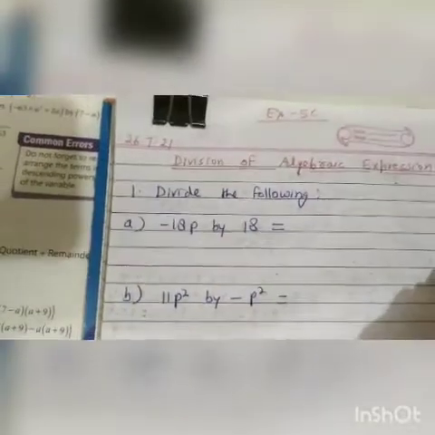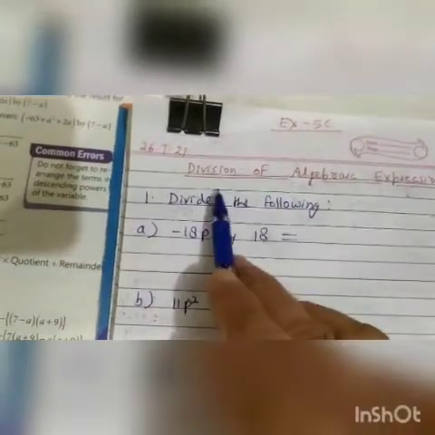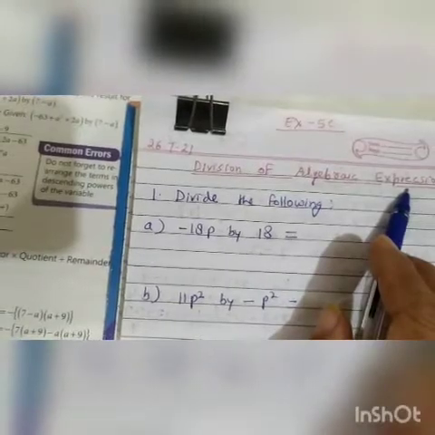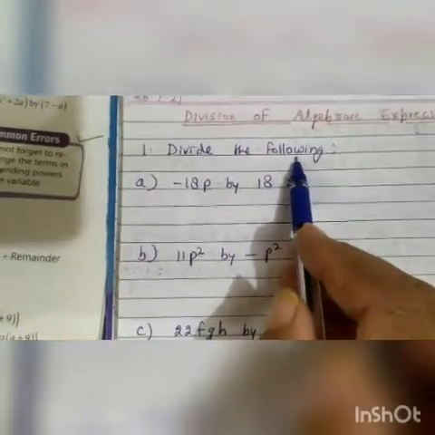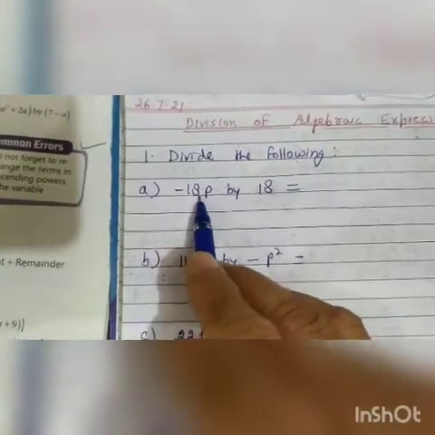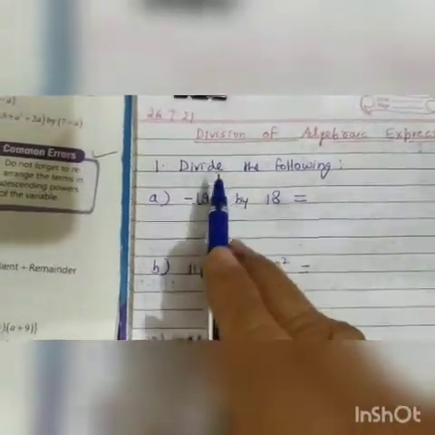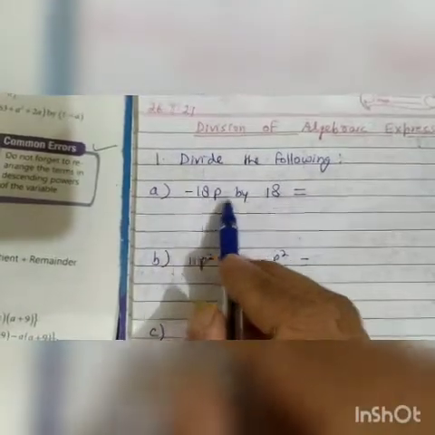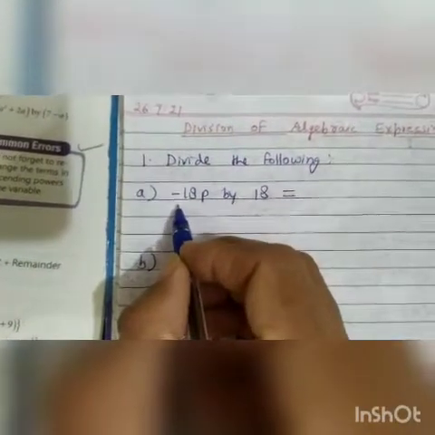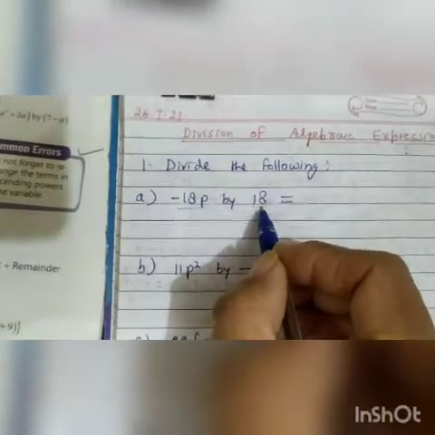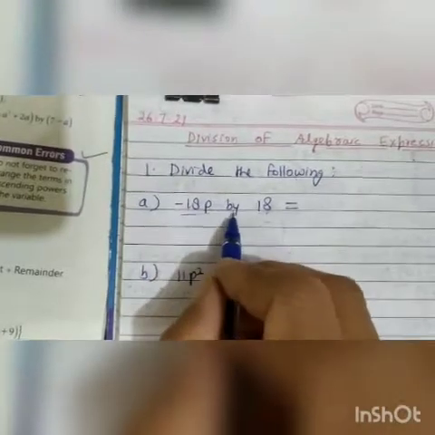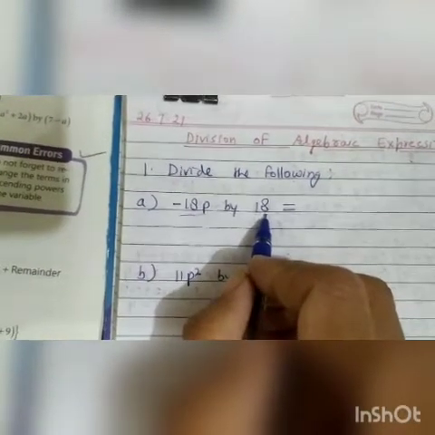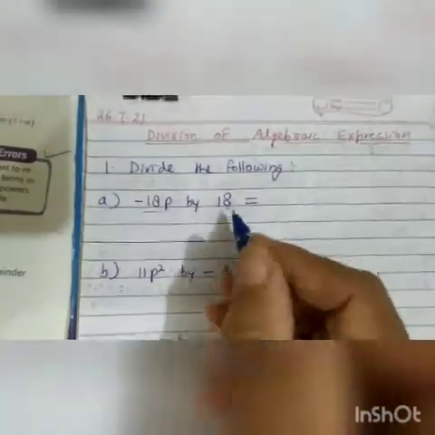So this is our exercise 5C, division of algebraic expressions. See here. First question, divide the following. Its A part is minus 18p by 18. We have to divide this minus 18p by 18. See, minus 18p is a monomial and this 18 is also a monomial. It means this is the division of a monomial by a monomial.